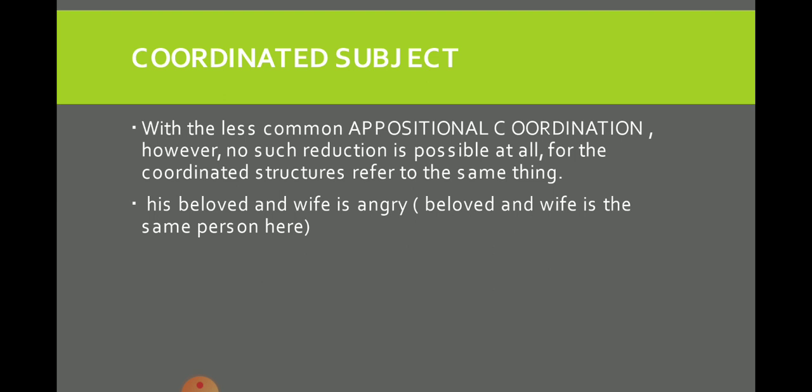So if we say, for example, his beloved and wife is angry, this means that his beloved is the same person as his wife. So the wife and the beloved refer to one person, not two. That's why we used a singular verb. Otherwise, we are going to use a plural verb if they refer to different people, different things.